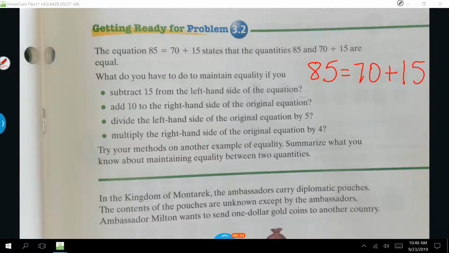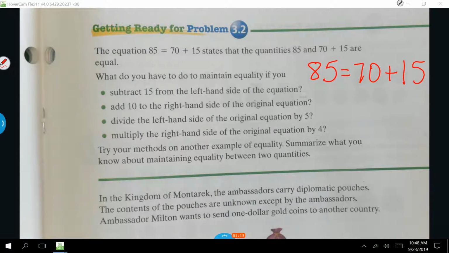Now you're going to hear math teachers say on the left-hand side, on the right-hand side, on both sides. What that means is the equal sign is the center point. So on the left-hand side refers to the left side of the equal sign. On the right-hand side means to the right of the equal sign. And on both sides means to the right and to the left. It's always based on where the equal sign is. So just in case, because I feel like we throw that term around and never explain what we're talking about.